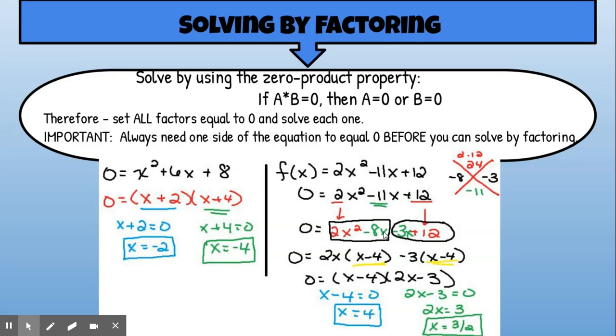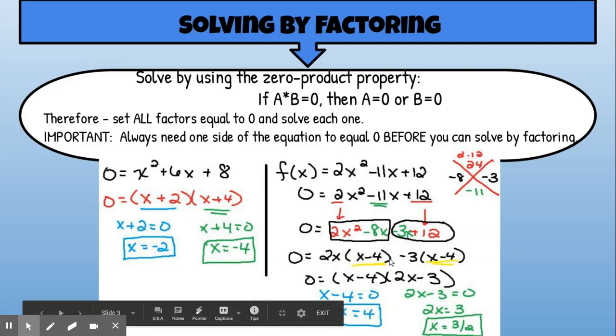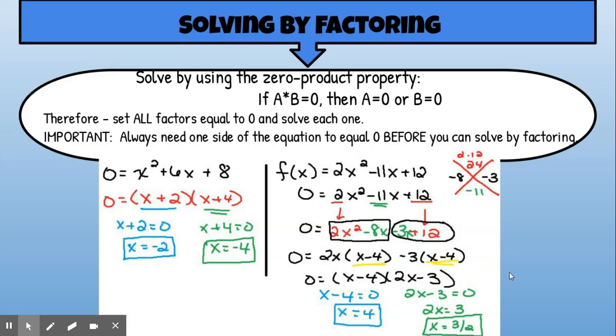I split that middle term to my factors, and then I group. First 2 have a 2x in common. Last 2 have a negative 3 in common. The goal, remember, is to get these groupings to be identical. So that way you can take it out and then put the GCFs in their own grouping. Again, from there, just like in the first problem, you take each individual parenthesis, set it equal to 0, and you solve it to get your 2 solutions. And that's going to be your solving by factoring.